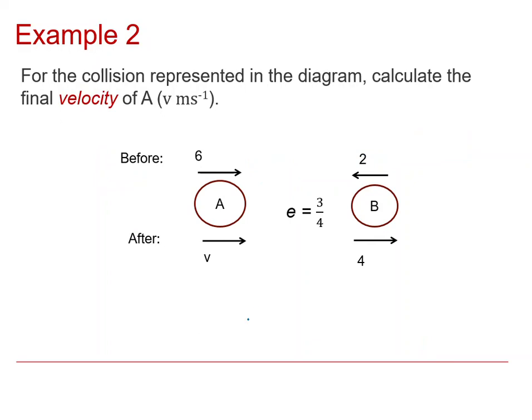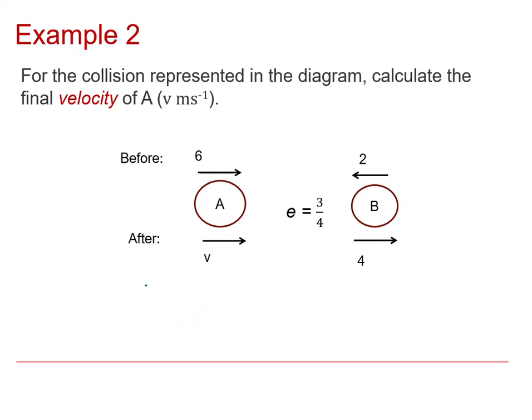Let's look at a second example. This time we're given the coefficient of restitution, and we're going to work out what the velocity is. If we don't know what the velocity is, we don't actually know which direction it's going to be, though we may have a hunch. If we turn out to have got it wrong, so long as we apply a set of signs consistently, it will turn out to be negative.